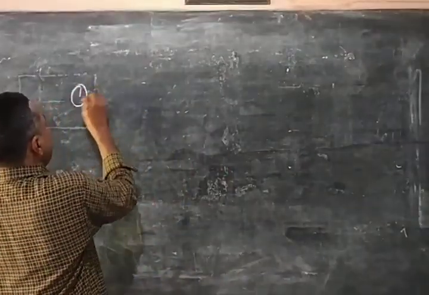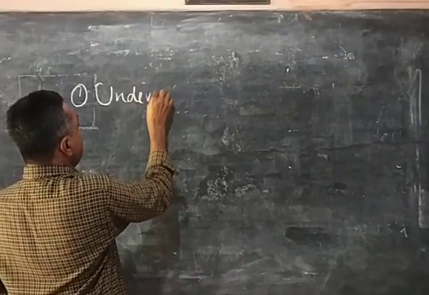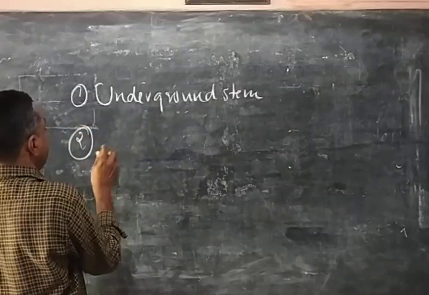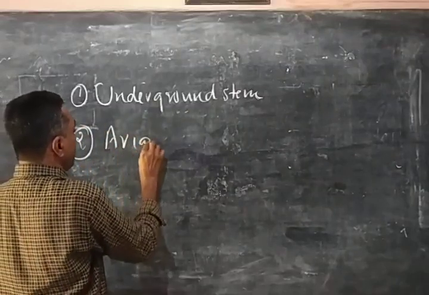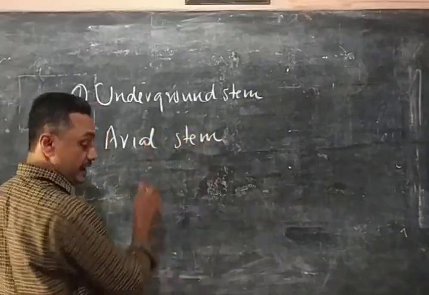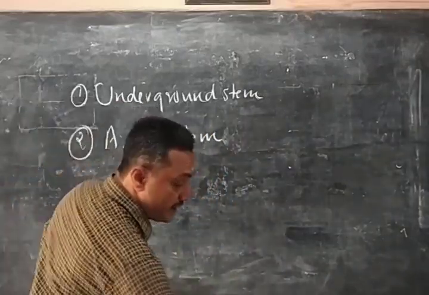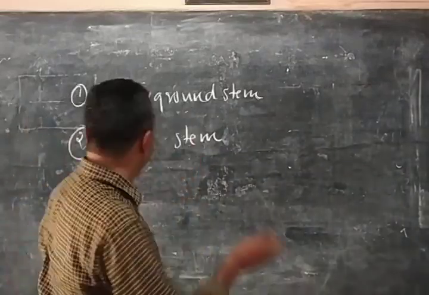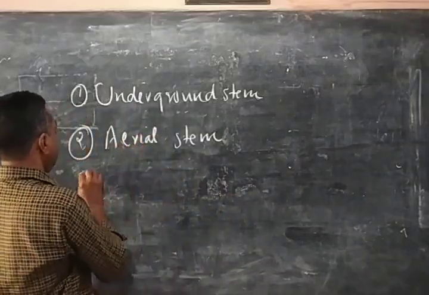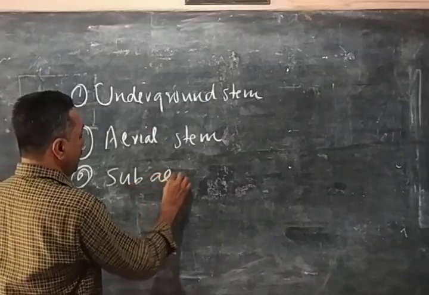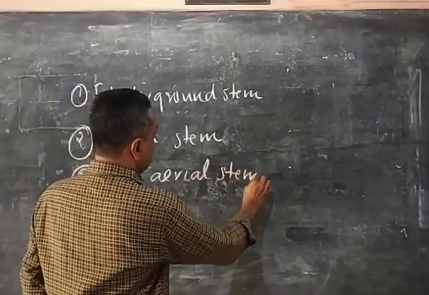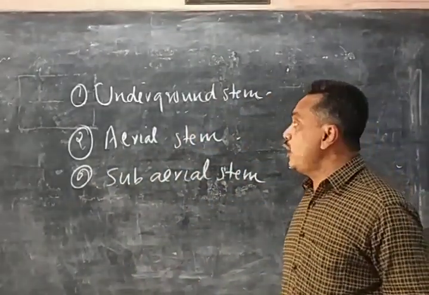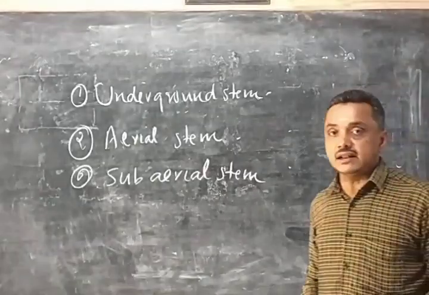First of all, underground stem. Second one, aerial stem, A-E-R-I-A-L. And third one, sub-aerial stem. So, according to morphology, the stem is classified into three categories: underground stem, aerial stem, and sub-aerial stem.